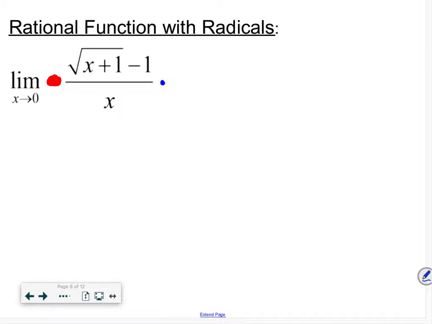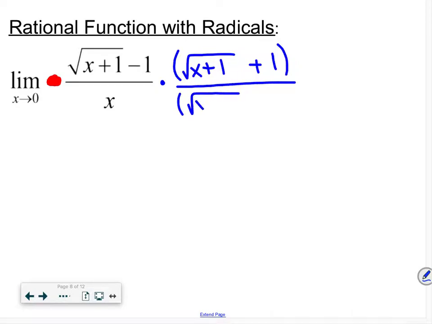Who thinks they have an idea? Multiply top and bottom by radical x plus 1 plus 1. What's that called, Nick? The conjugate. Okay, if we multiply by a conjugate that involves a radical, the radical will disappear, right? Because of that a plus b times a minus b is a squared minus b squared. Okay, let me write that.